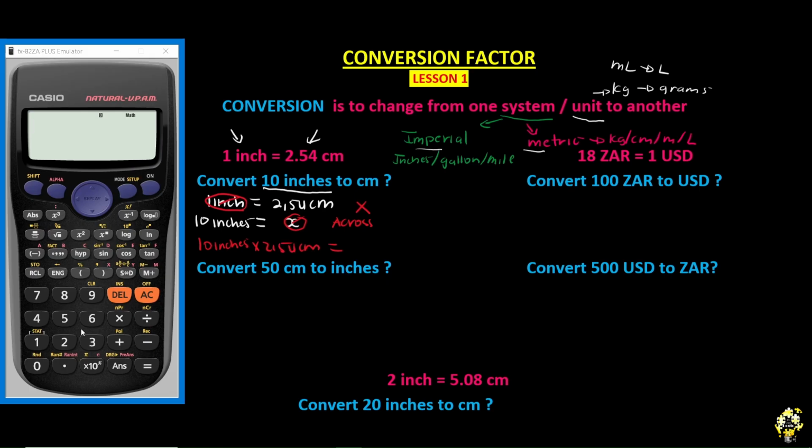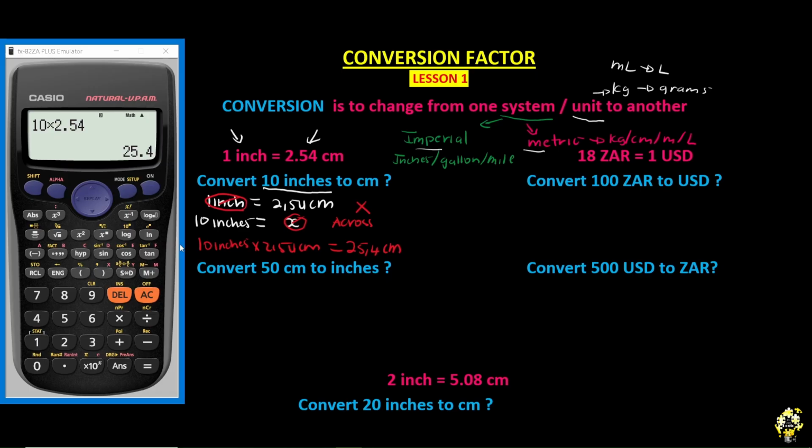So let's go to our calculator and say 10 multiplied by 2.54, and then you know the change pattern. Here it is. And then we are getting 25.4 centimeters.